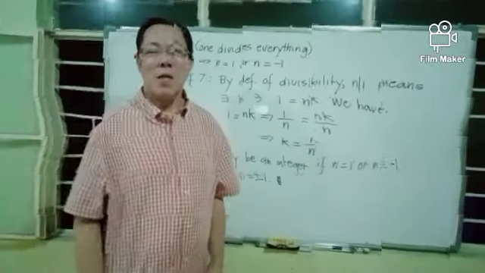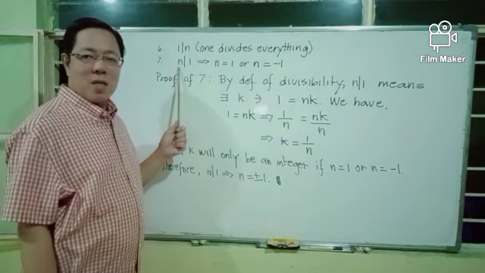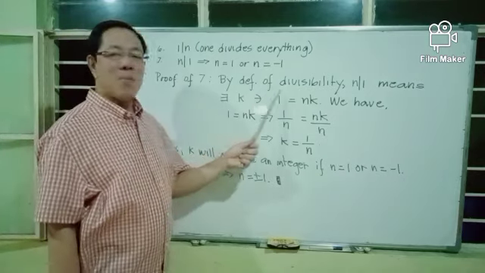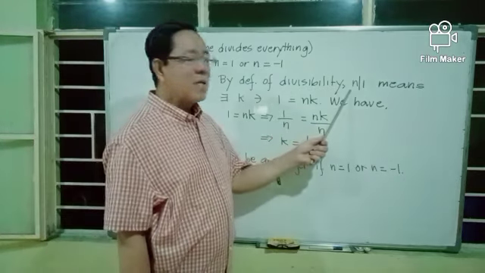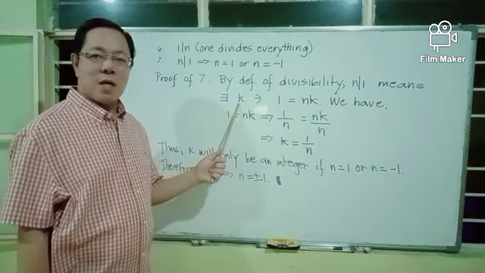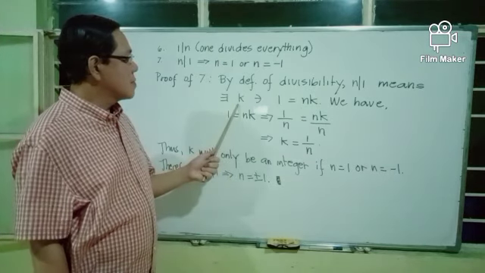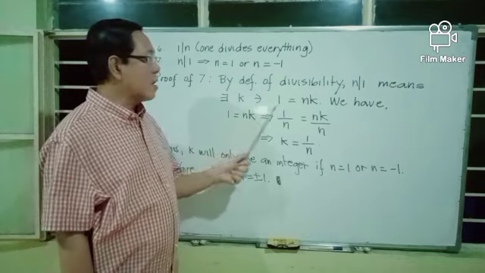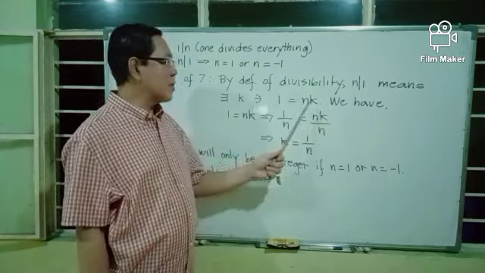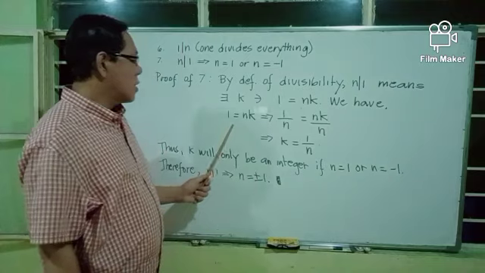With the premise, or the given in the property, the given is n divides 1, and you make use of the definition of divisibility. By definition of divisibility, the given that n divides 1 means that there exists an integer k with the property that the number 1 is equal to the product of the divisor n and the integer k. Now from this equation we have 1 equals nk.